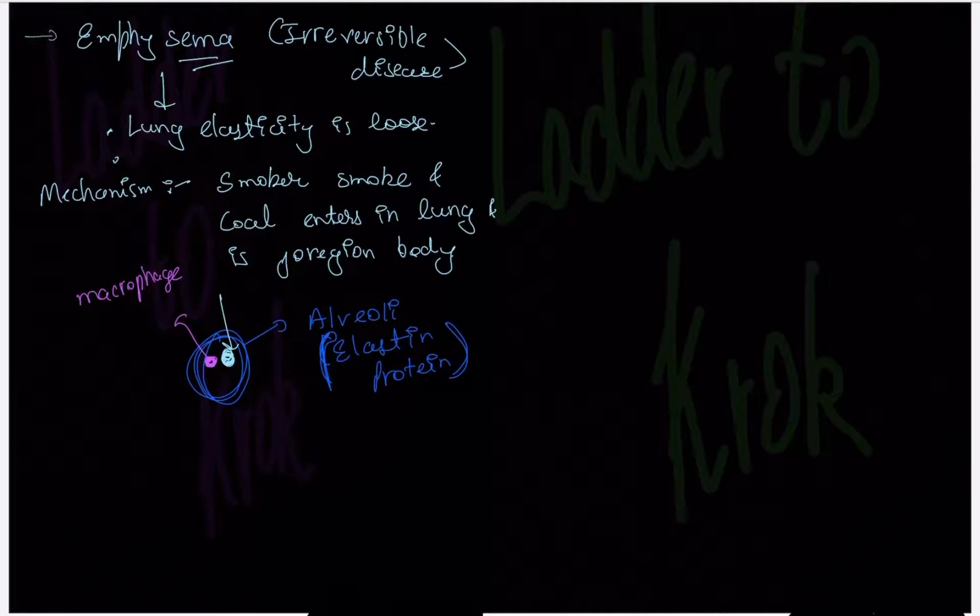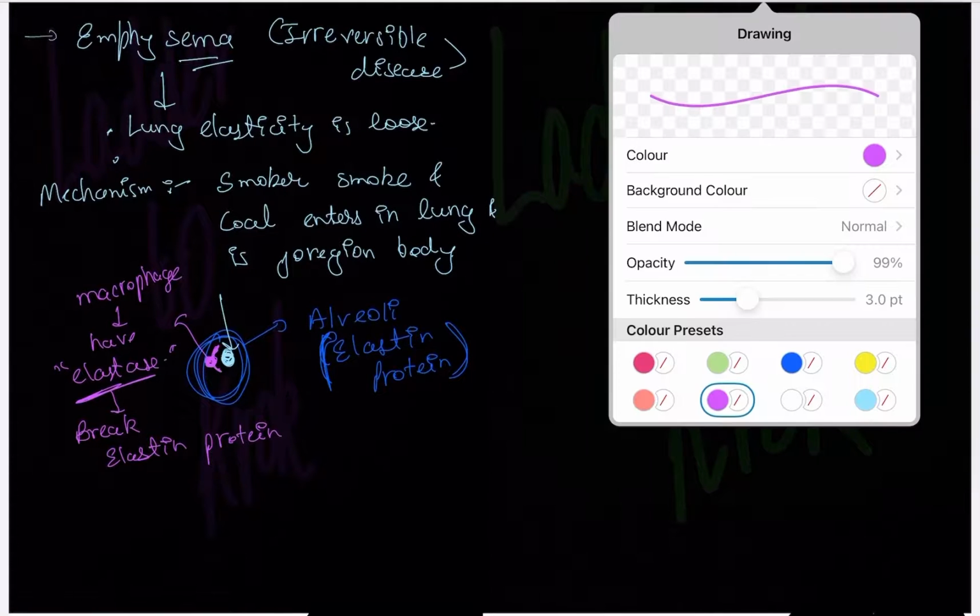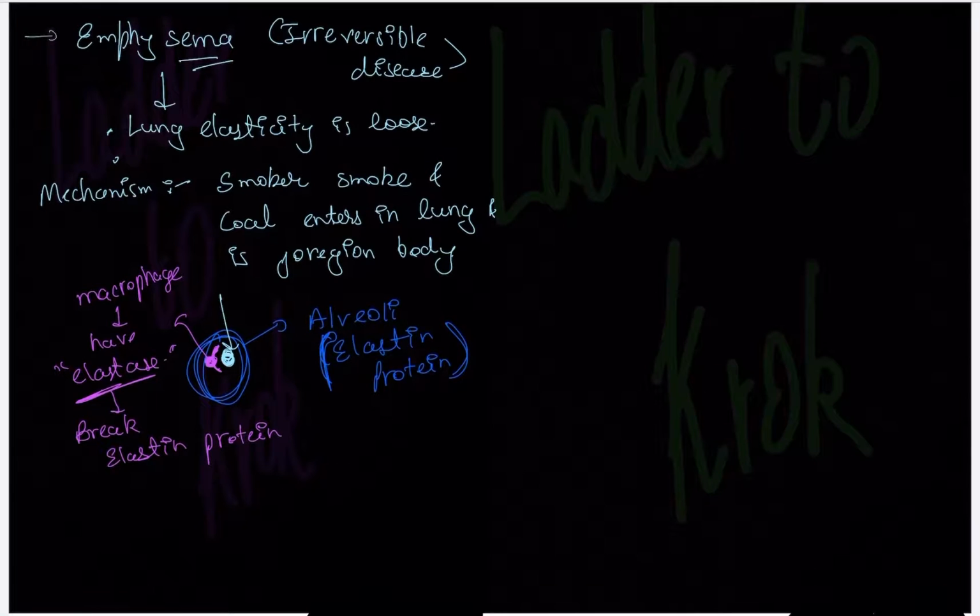These macrophages have elastase, and this elastase breaks elastin protein. They come primarily to phagocytose this antigen, but these macrophages also have elastase, which breaks these elastin proteins. Normally in our lungs there is one very important thing present, that is alpha-1 antitrypsin.